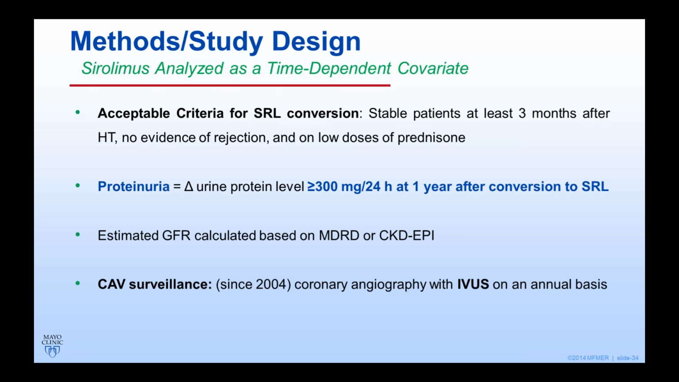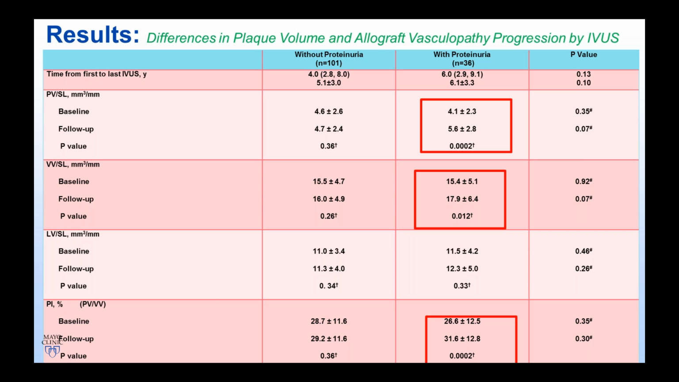GFR was estimated and calculated based on the Modified Diet and Renal Disease and the combined Chronic Kidney Disease Epidemiology Collaboration equation. Surveillance was carried out for coronary allograft vasculopathy at the time of coronary angiography with IVUS. So these are the results. This is results of plaque volume, that is progression of coronary allograft vasculopathy.